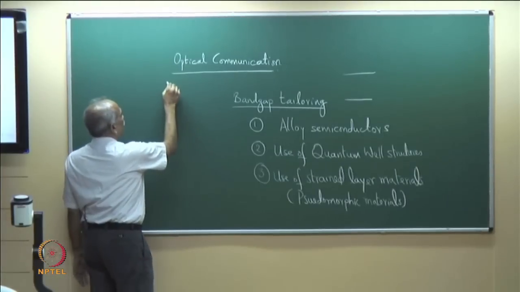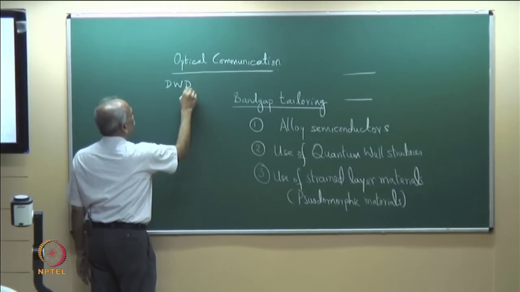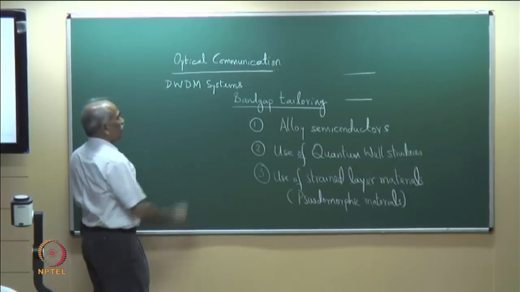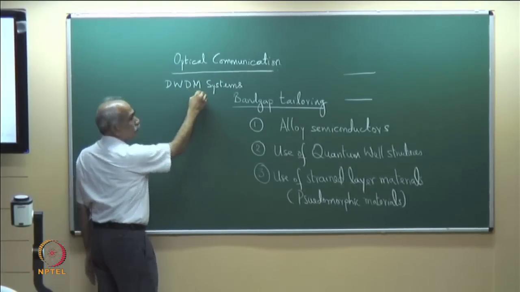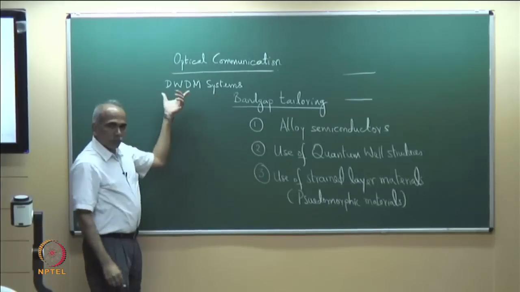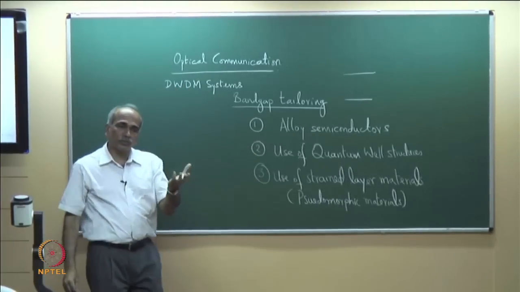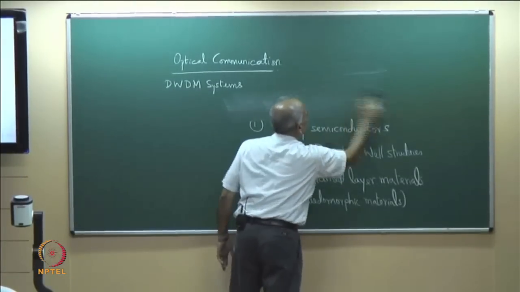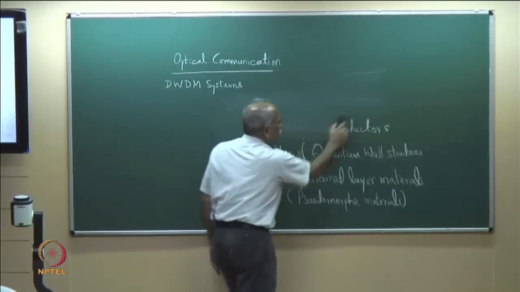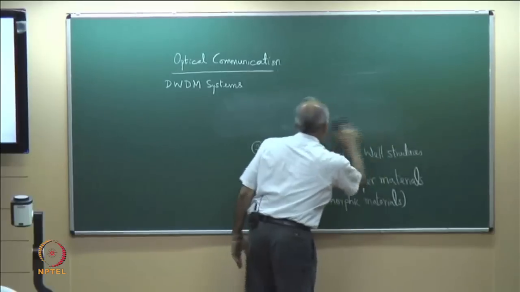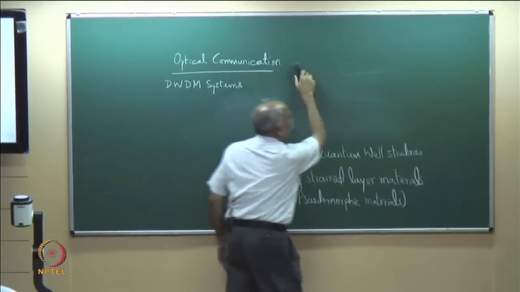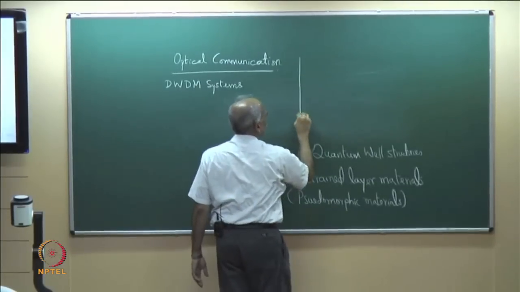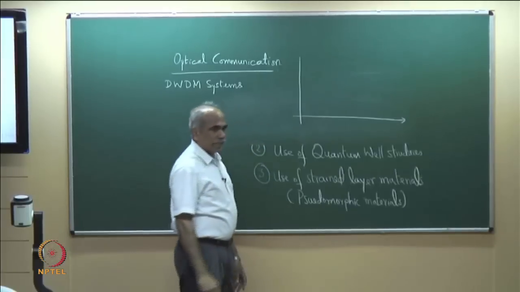Today we use DWDM systems, which means dense wavelength division multiplexed systems. A large number of wavelengths are used in the low loss window of the optical fiber. So, for those of you who are not familiar, today's optical communication system uses WDM or DWDM.